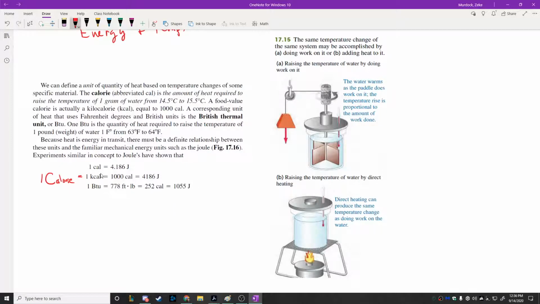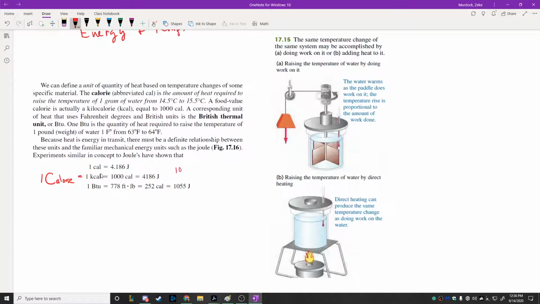Because heat is energy in transit, there must be a definite relationship between these units and the familiar mechanical energy units, such as the joule, and so there is. 1 calorie is 4.186 joules. 1 kilocalorie is 4,186 joules.